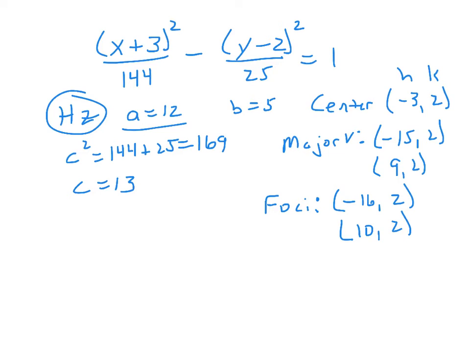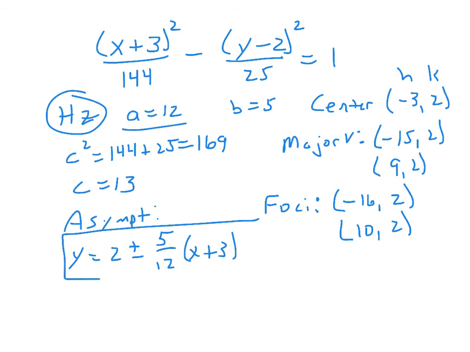There we go. And for my asymptotes, this one's horizontal. So again, go back and look at your formula. y equals k, which is 2, plus or minus. This is horizontal, so my slope is b over a. And then that's x minus h, so that would be x plus 3. And I'm just going to leave those there.